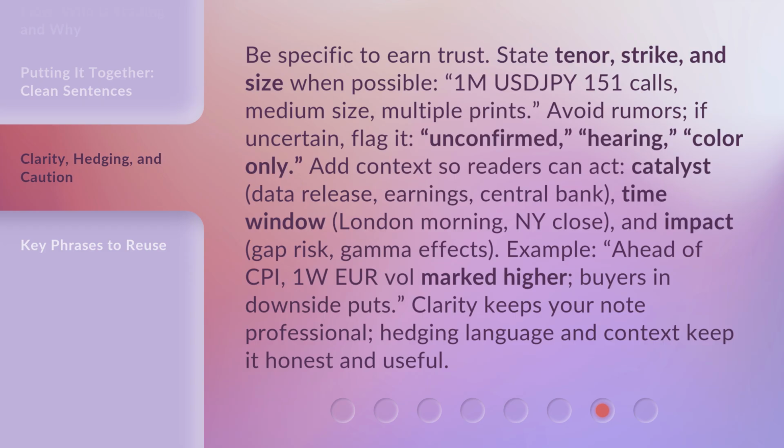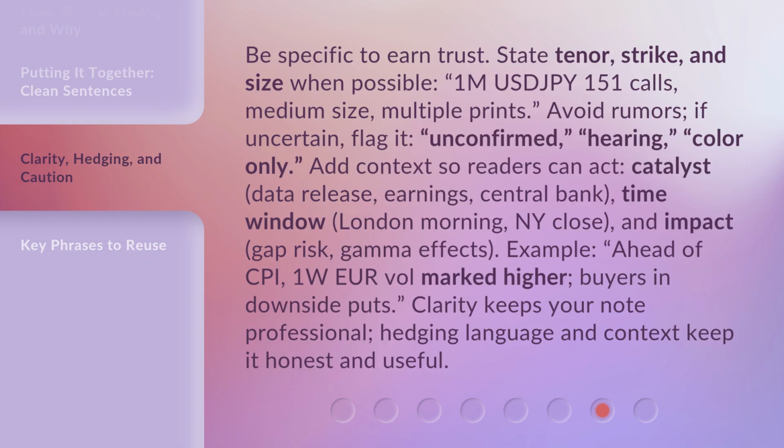Be specific to earn trust. State tenor, strike, and size when possible. 1M USD/JPY 151 calls, medium size, multiple prints. Avoid rumors. If uncertain, flag it. Unconfirmed, hearing, color only.